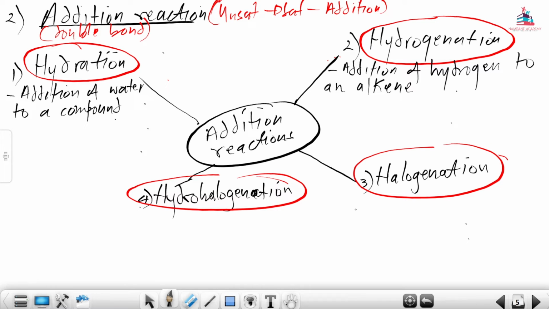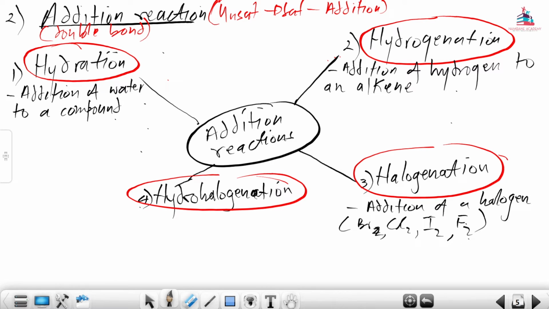Halogenation, addition of a halogen. Remember, halogen can be Br2, Cl2, I2, and F2. Those are the ones that we work with.